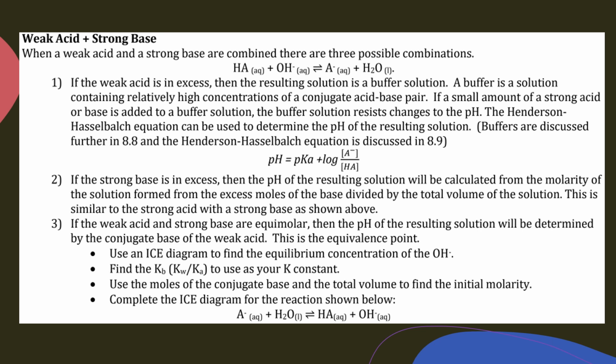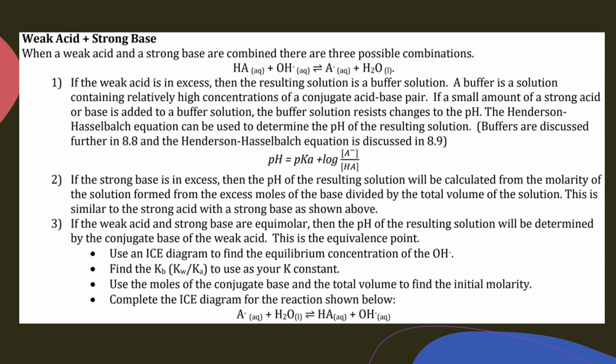If the strong base is the one in excess, this is going to be similar to the strong acid with a strong base type of thing that we did on the previous slide. So you'll get the pH from getting the molarity of the solution from the excess moles of the base, and dividing those moles by the total volume of the solution. And then from there, you can figure out what the pH is, what the molarity is, etc.